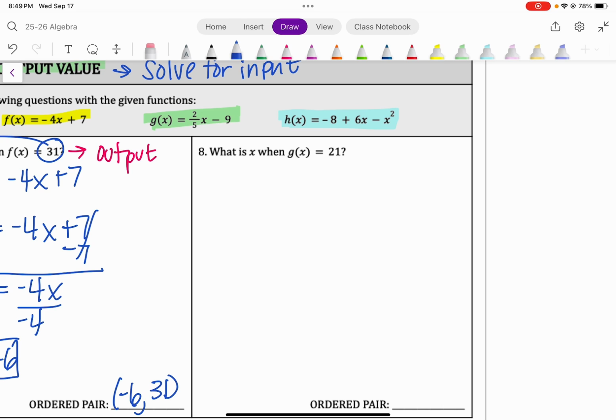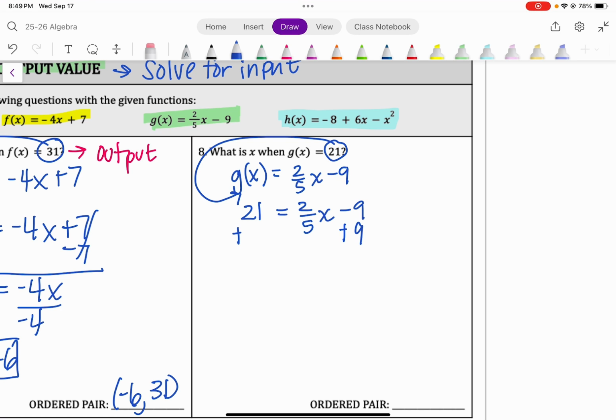Okay. Next, what is x when g of x equals 21? So my g of x equation is 2/5 x minus 9. And I'm saying that g of x is equal to 21. So I'll put a 21 where I see g of x. And that's 2/5 x minus 9. So my first step is to add 9.